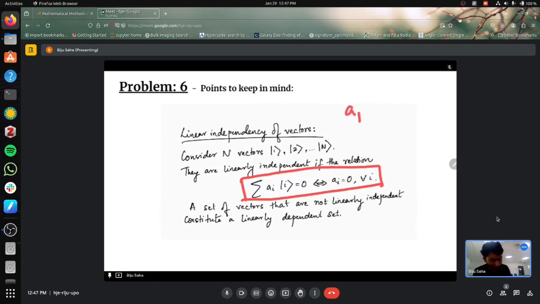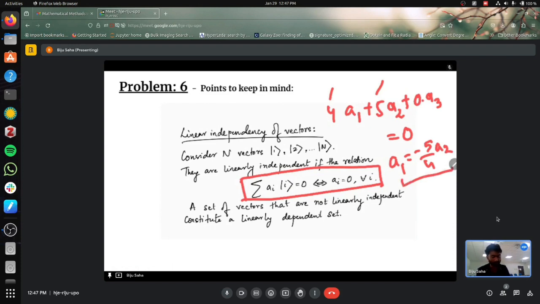Suppose you have 4a1 plus 5a2, and here this summation is 0 even though these coefficients are not equal to 0. Using this, you can definitely express a1 in terms of a2. So they are not linearly independent, but linearly dependent, because you can express one vector in terms of the other.